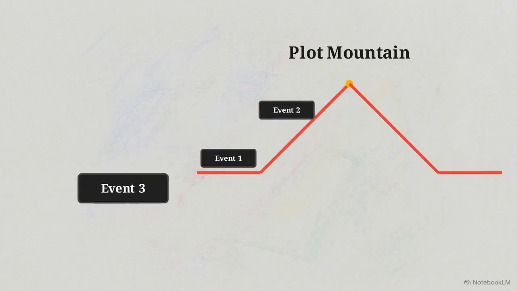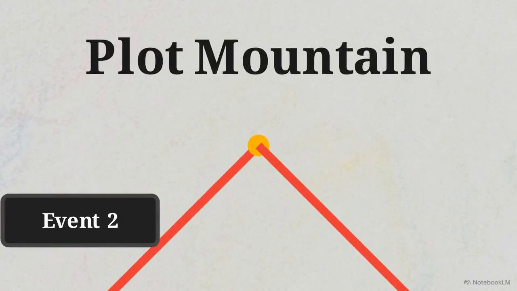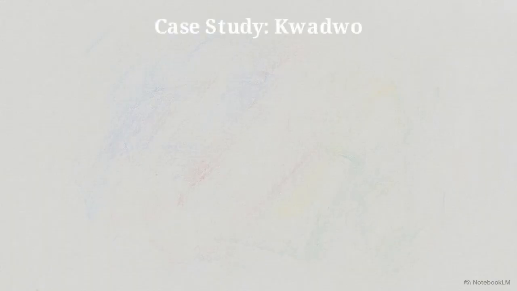Identifying the true climax can be difficult. It must be the specific moment where the main conflict is settled, rather than just any moment of high tension. Categorizing an event correctly shows whether it serves to introduce a theme, build tension, or move the story toward its final conclusion. Let's test this logic with a prompt.